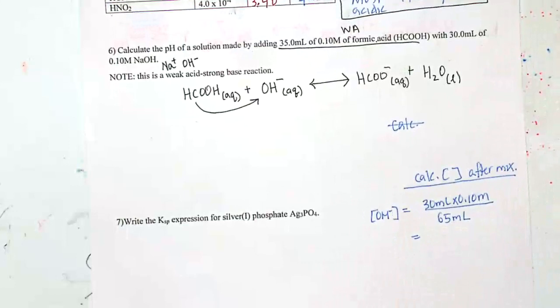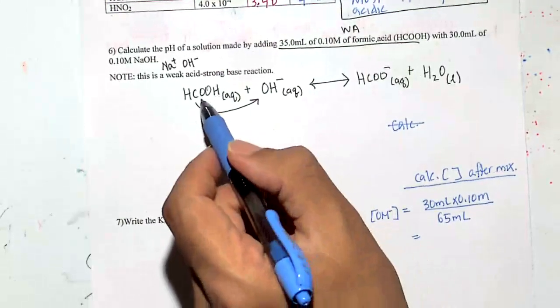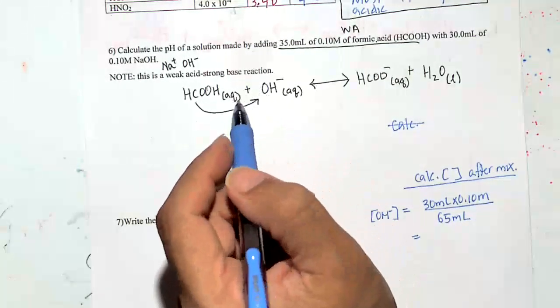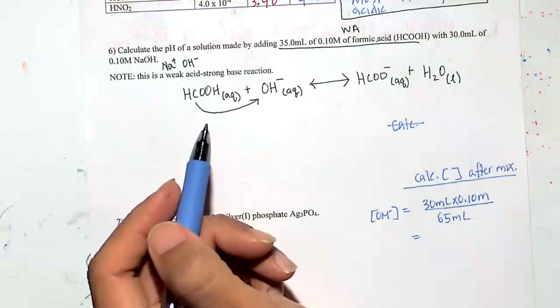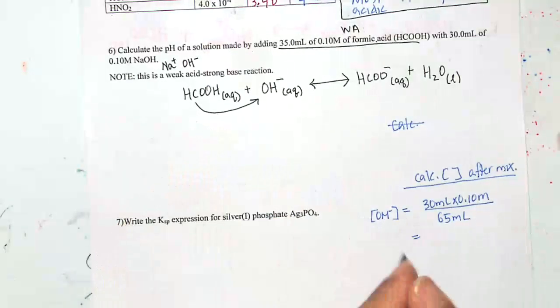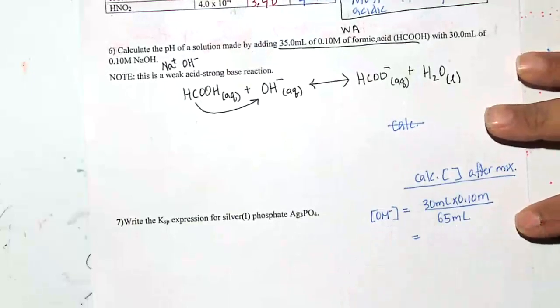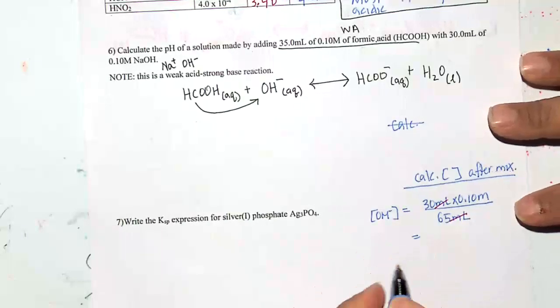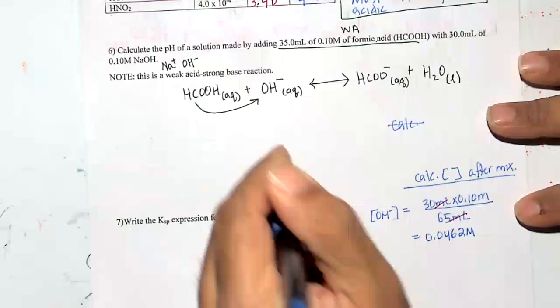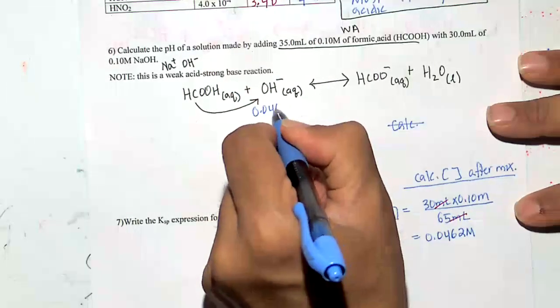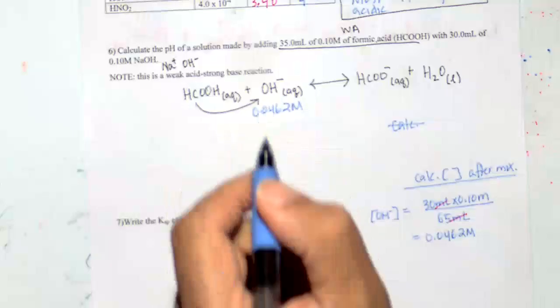So this is the concentrations after you mix these two together, formic acid and OH minus. Total volume is 65. I'll just go ahead and give you that value. I'm getting 0.0462 molar. Don't forget here the mLs and mLs cancel. So this is going to be 0.0462 molar.